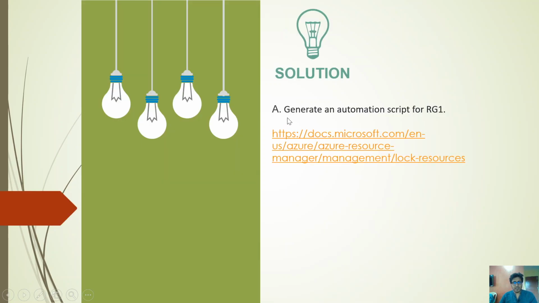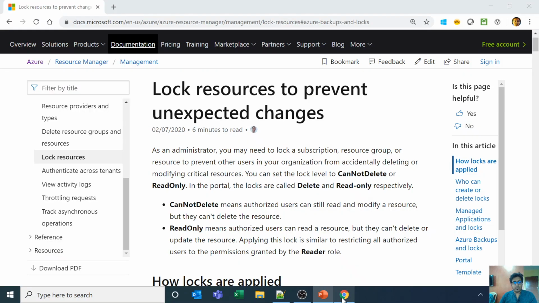Okay, so the answer is A, generate an automation script for RG1. Now let us go to the Azure documentation to verify our answer.